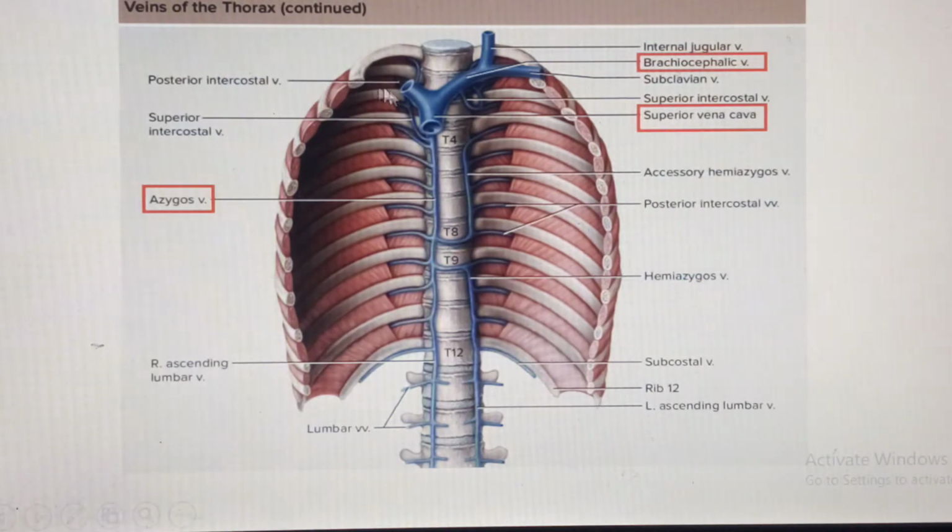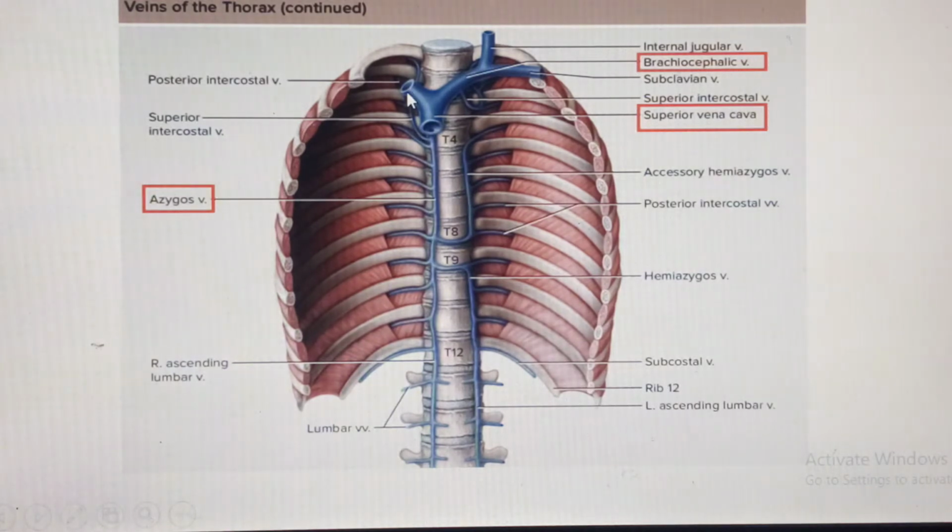But if you look at the first posterior intercostal vein, that one is draining directly into what we call the right brachiocephalic vein. So the right brachiocephalic vein receives directly this tributary coming from the first posterior intercostal vein. The first right posterior intercostal vein will not drain directly into the Azygos vein, but will rather drain into the right brachiocephalic vein. Please get to know that.